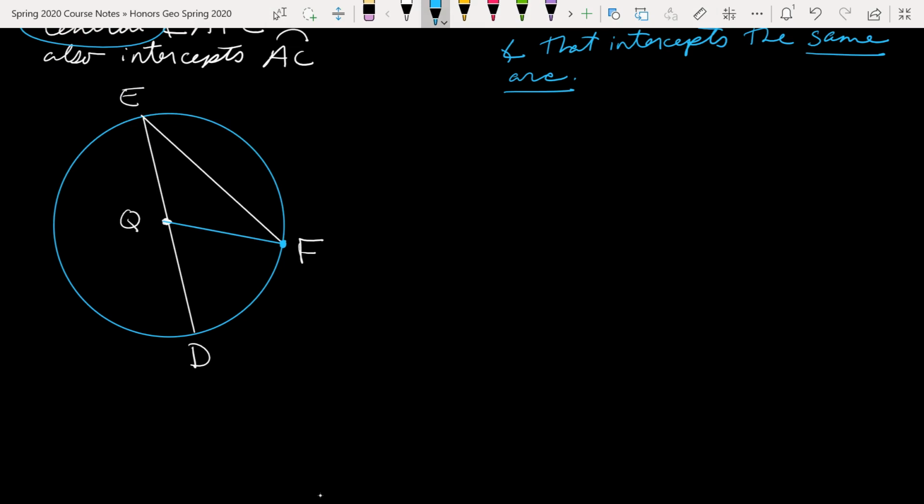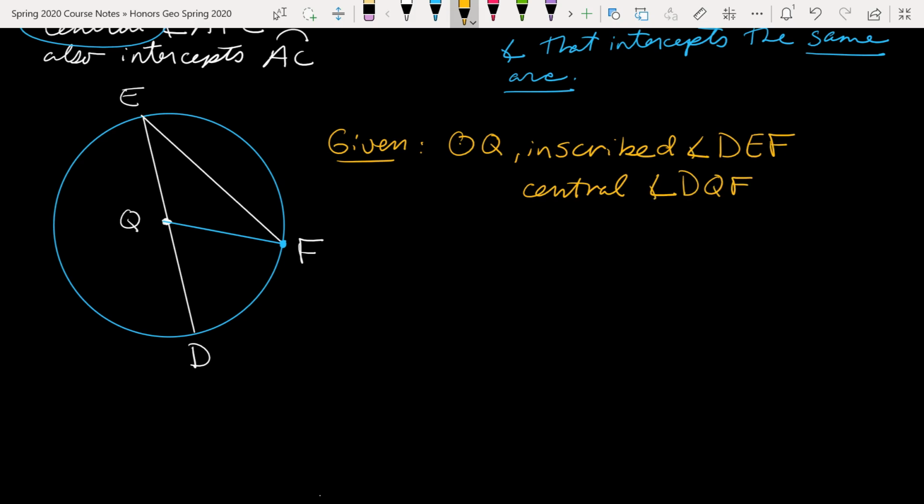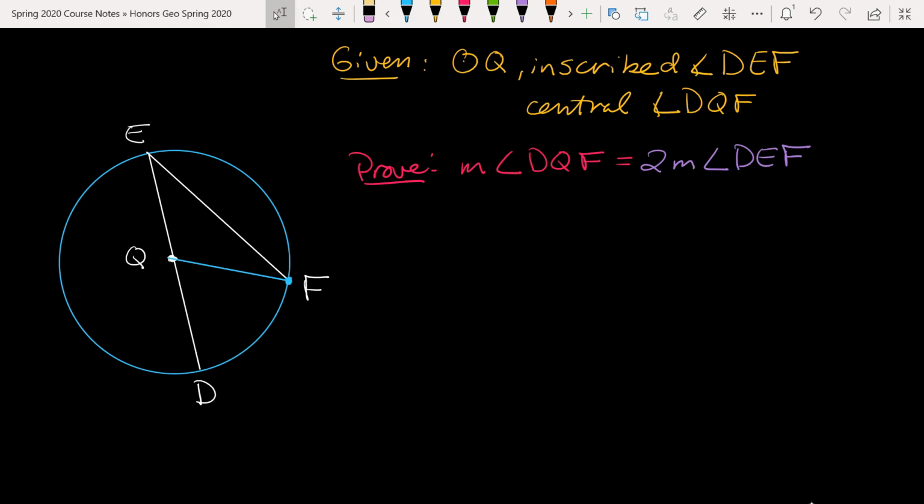Here's a close enough approximation to the original diagram. And here's all the information that we know. We've got a circle, we have an inscribed angle, and we have a central angle. We would love to prove that that inscribed angle is half the measure of the central one. Here, of course, I've written that the central angle is twice the size of the inscribed angle, which says the same thing. I've moved this diagram down so we can do a little bit of work below the given and proved statements.